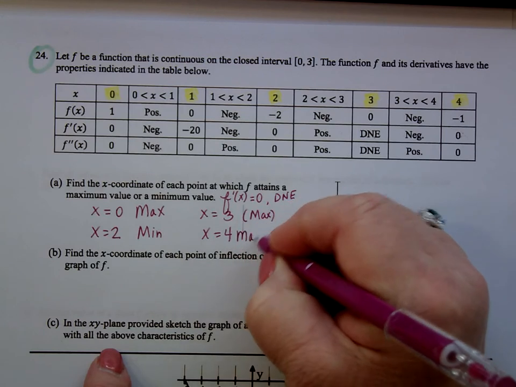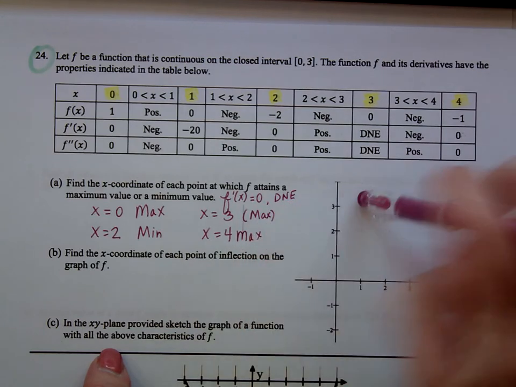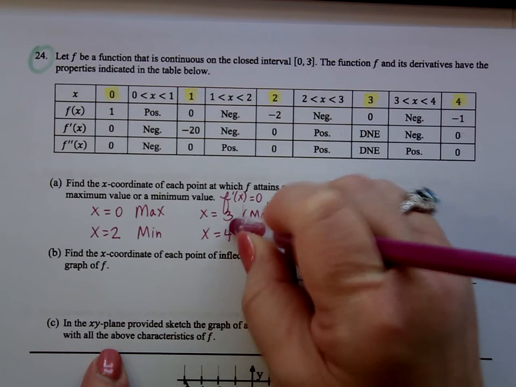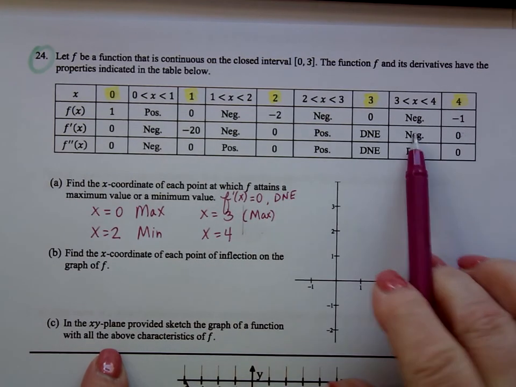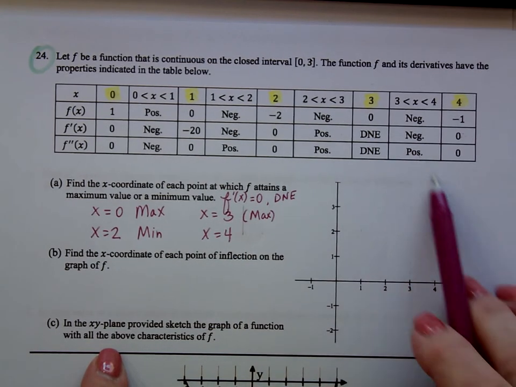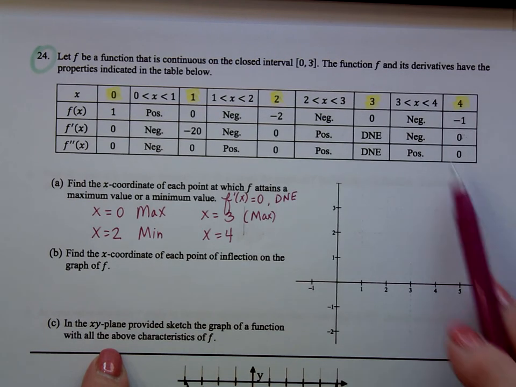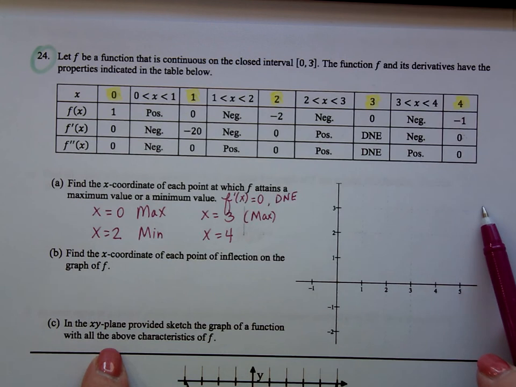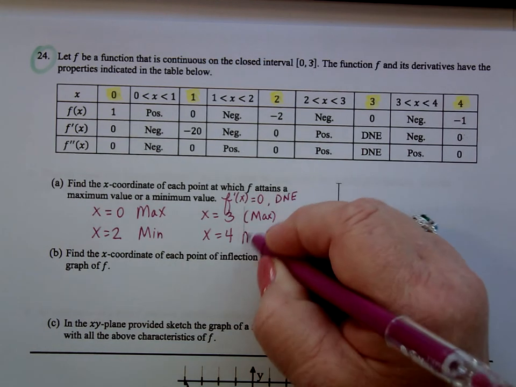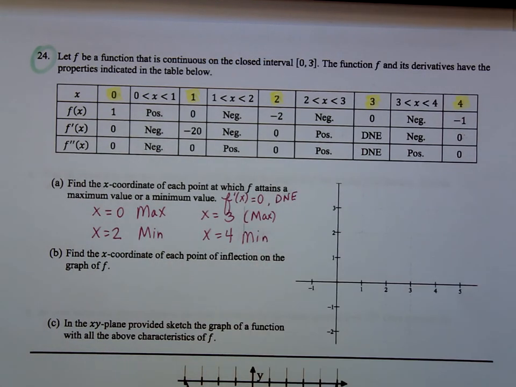I'm sorry, wait a minute. Hold on, let me take that back. At 3, going negative, it's going down before it hits this. I was reading it backwards. Negative to that place would be a minimum.